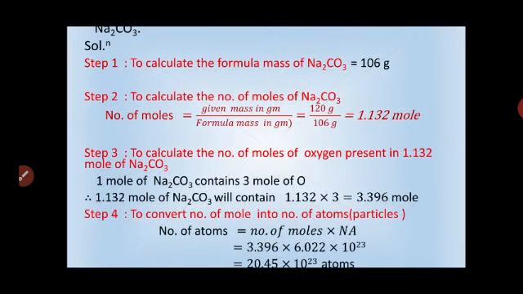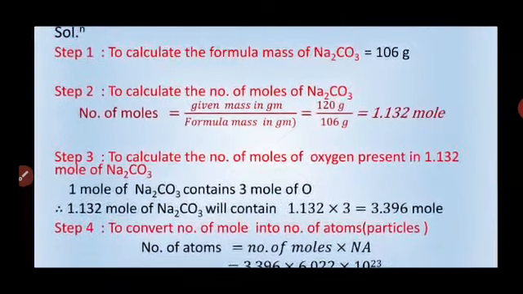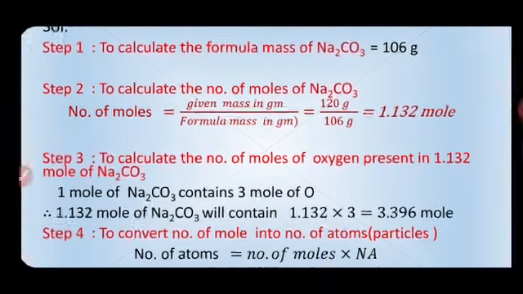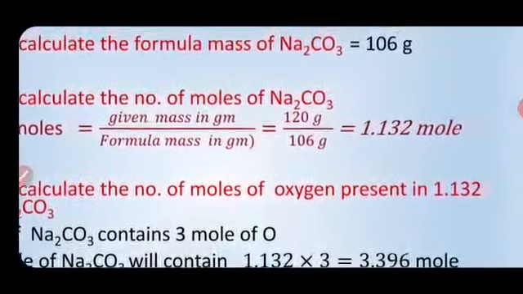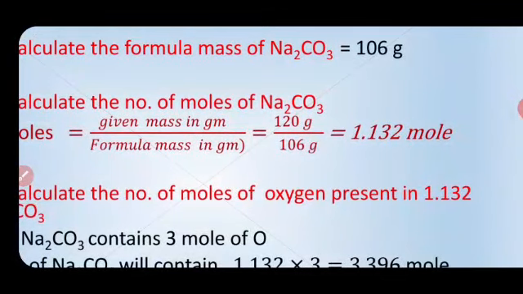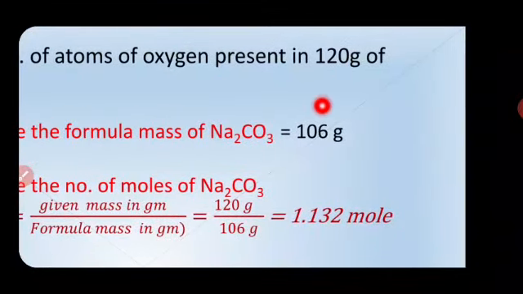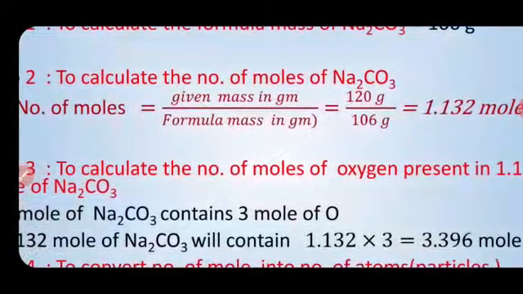The first step is the same: calculate the formula mass of Na2CO3. Second, we have to calculate the number of moles of Na2CO3. So how will you find out? Number of moles is equal to given mass in gram divided by formula mass in gram. So the given mass is 120 gram divided by 106, the formula mass. So the total number of moles is 1.132 mole of Na2CO3.